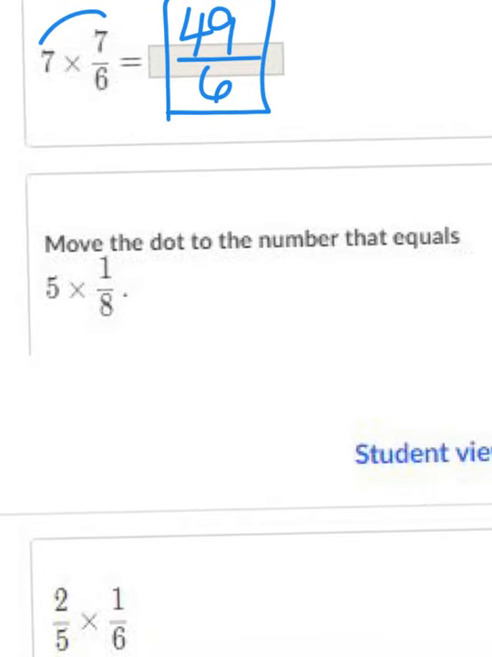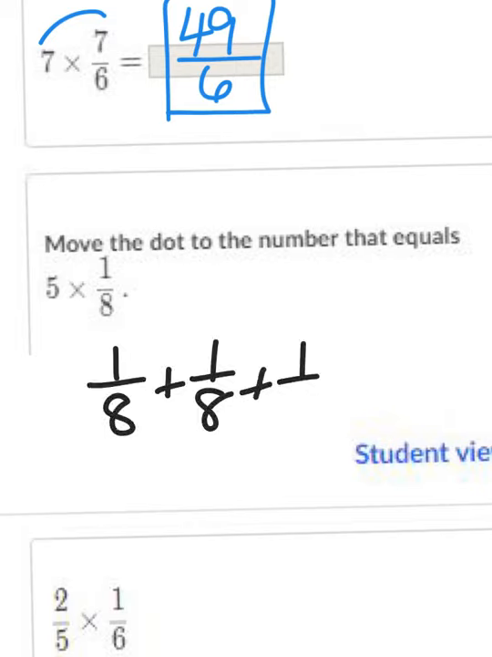So same thing for this. You could have 1/8 added to itself 5 times.